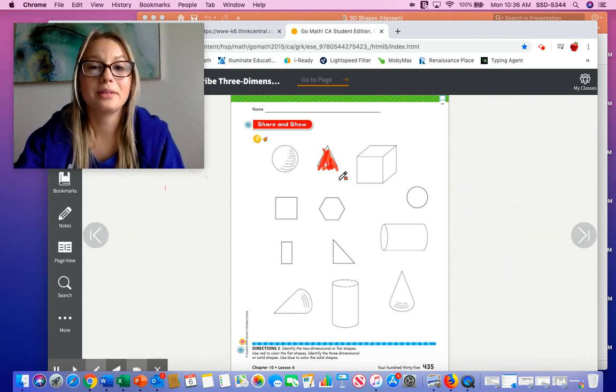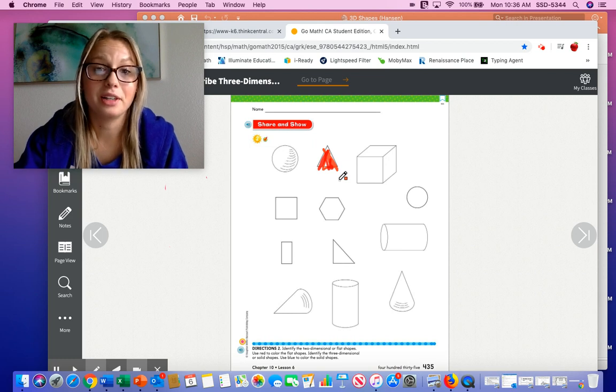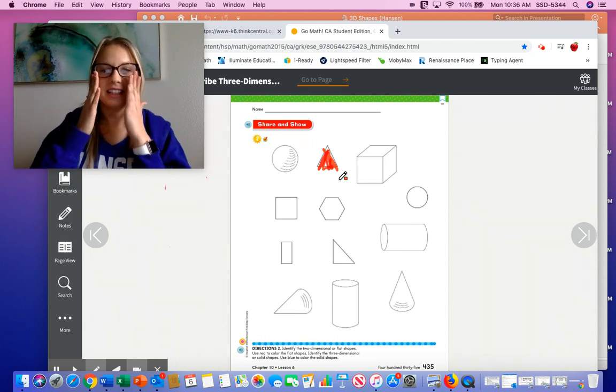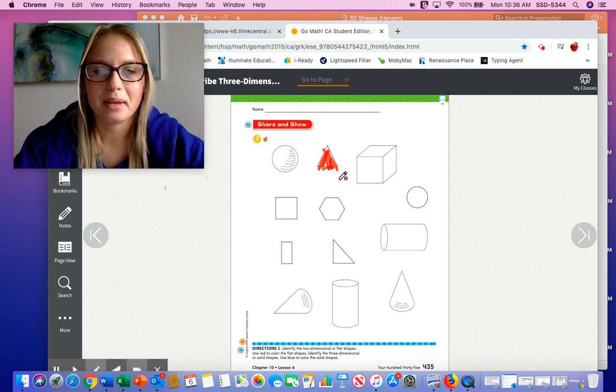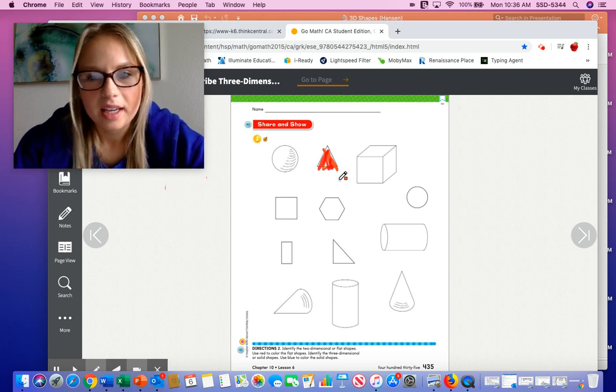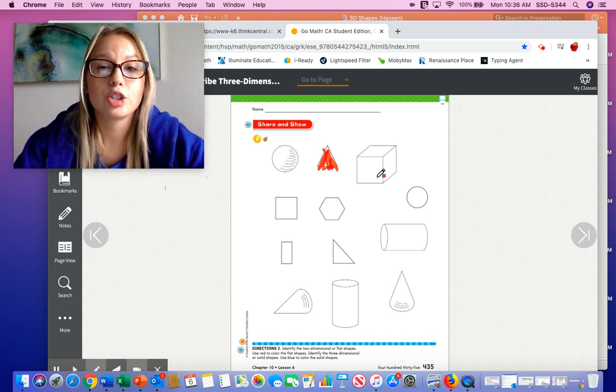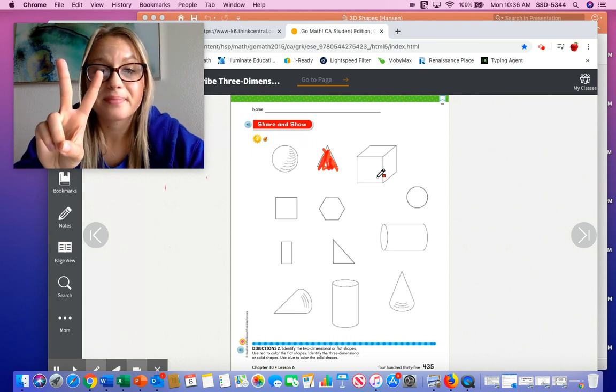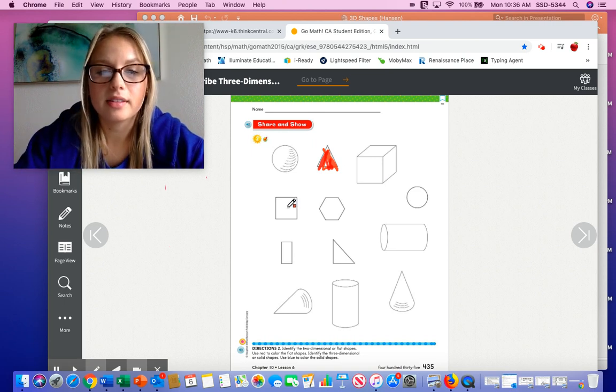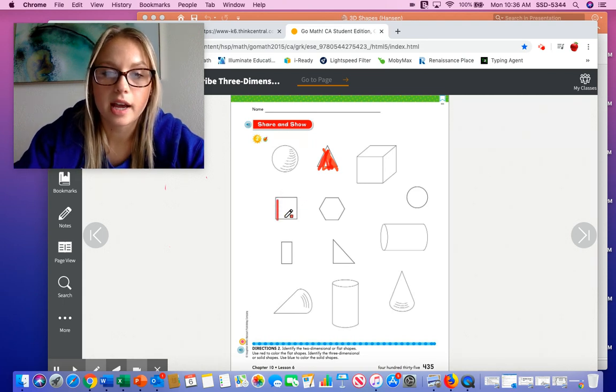Oh, my coloring is not very good. I hope your coloring looks good. Try to stay in the lines. It's a little hard for me because I'm using my computer. All right, what about a cube? Is a cube 2D? Is it flat? No. What about a square? Is a square 2D? Yeah, square is flat. All right, color it in.